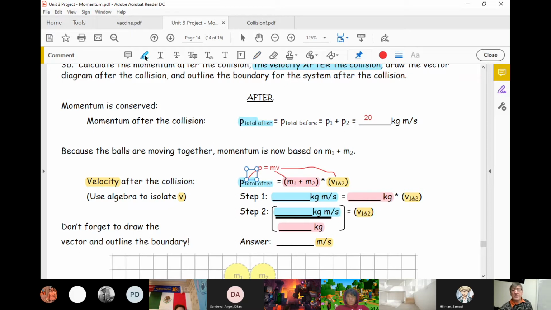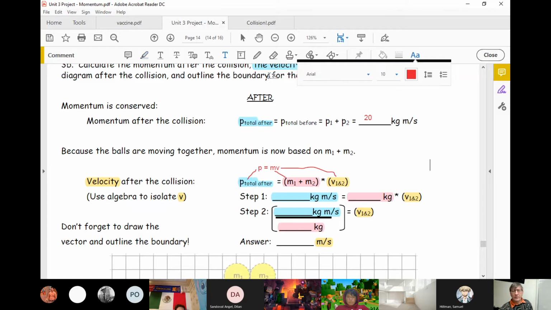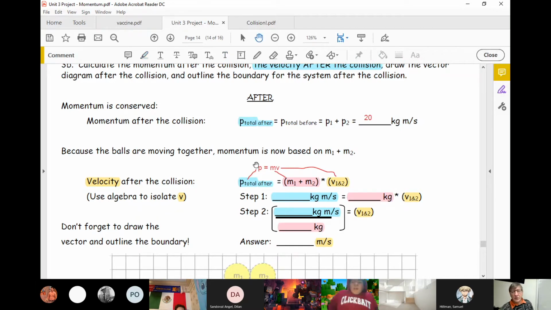I could also use the highlighter to show these things. Let's see, P was light blue. Maybe it's not going to allow me to highlight what I wrote on. Nope, I don't think it will.